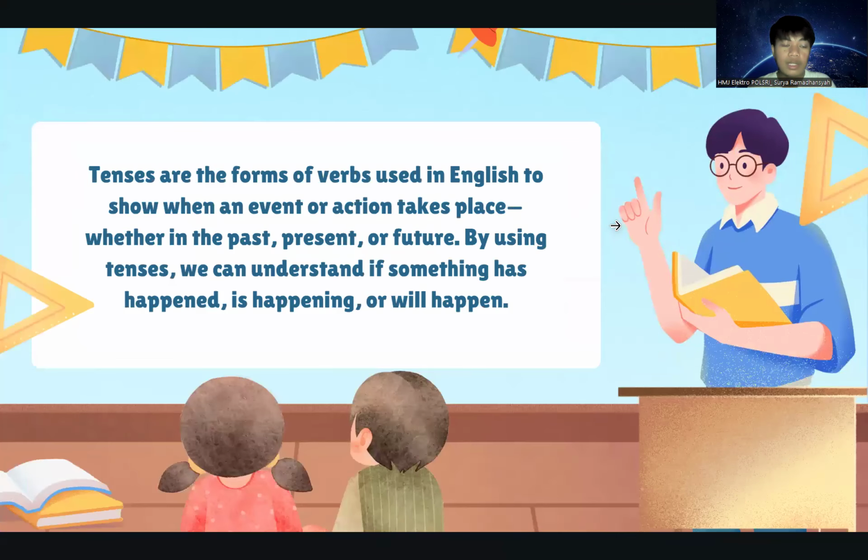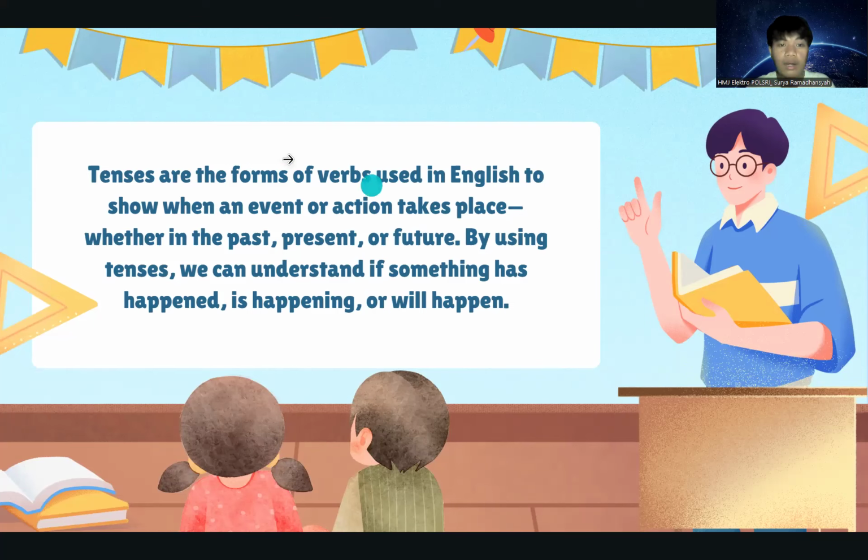Okay, we start by understanding what is the definition of tenses. So, tenses are the form of verbs used in English to show when an event or action takes place, whether in the past, present, or future. By using tenses, we can understand if something has happened, is happening, or will happen. Next.